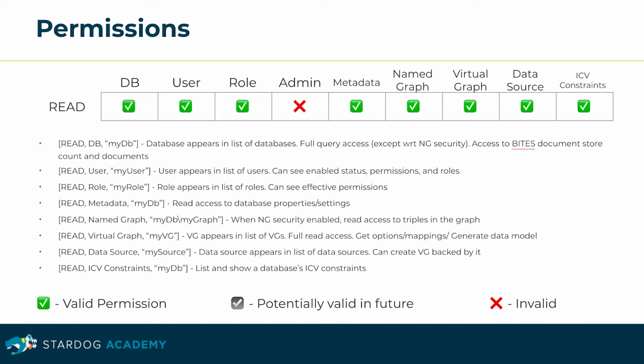Read on a virtual graph causes the virtual graph to appear in the list of virtual graphs, and allows the subject to query it, see its options and mappings, and generate the data model. Read on a data source causes the data source to appear in the data sources list, and allows the subject to create a virtual graph backed by it. Finally, read on the ICV constraints of a given database allows the subject to see that database's constraints when using integrity constraint validation.